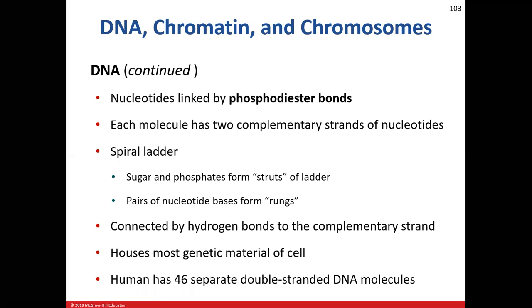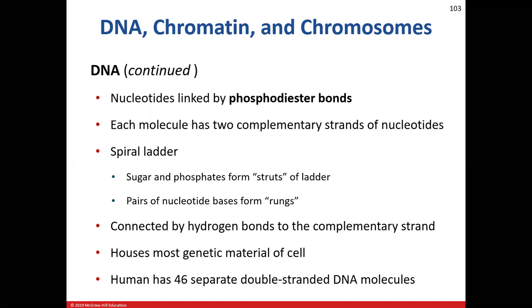Each molecule has 2 complementary strands of nucleotides. So again, this is a double helix molecule, and these double strands form something like a spiral ladder. The sugar and the phosphates form the struts of the ladder, whereas the pairs of nucleotide bases form the rungs. The 2 strands are not directly connected to each other, but they are connected by hydrogen bonds formed between the nucleotide bases on either side.